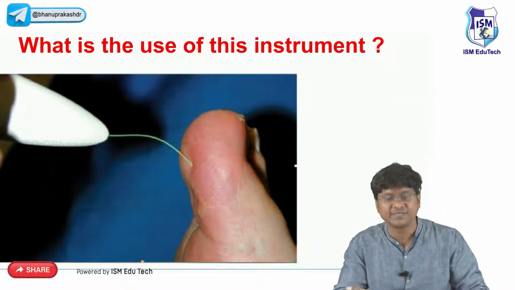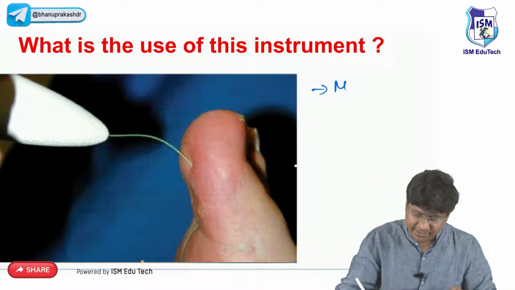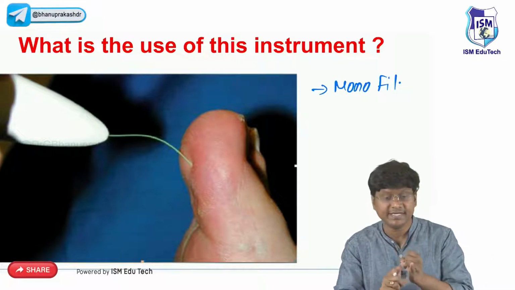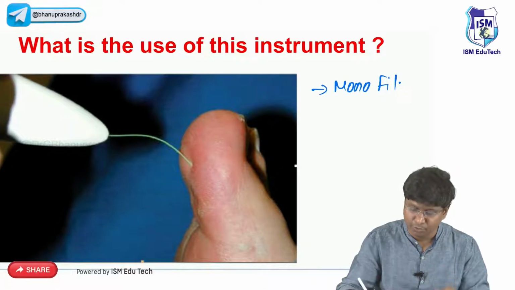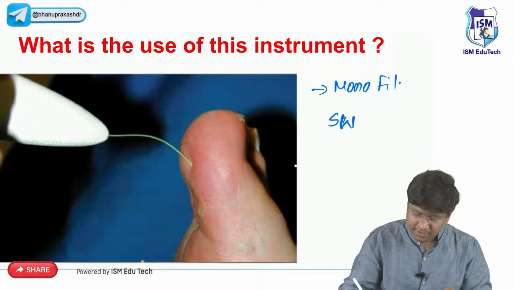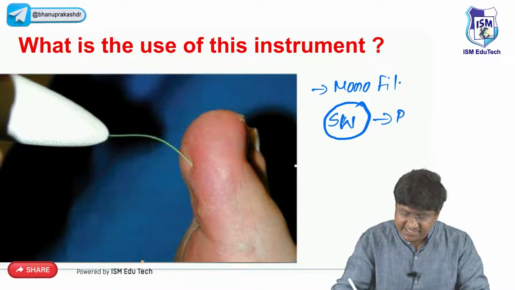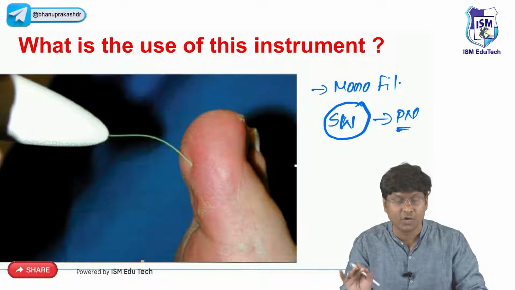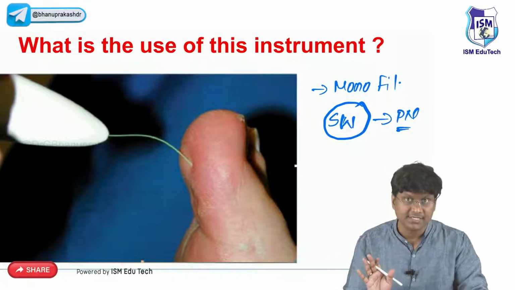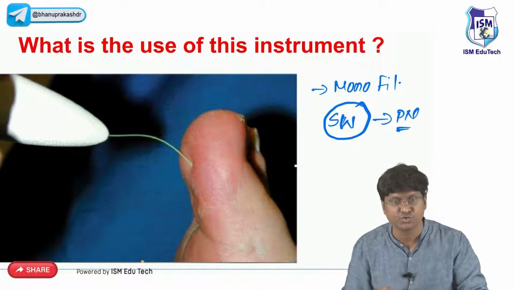So, what is this particular instrument and what is its use? It is a monofilament test, the two-site semi-Weinstein monofilament test. This is the test which is done mainly to test for peripheral neuropathy, loss of sensation, whether it is there or not. That is what this semi-Weinstein monofilament test is used for.